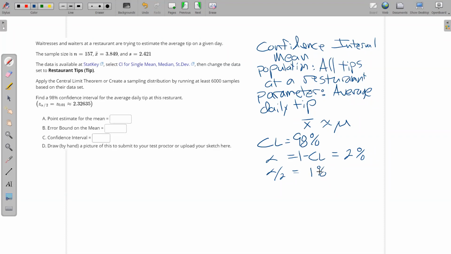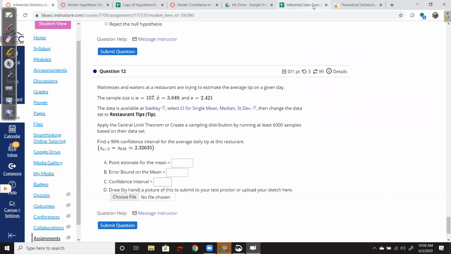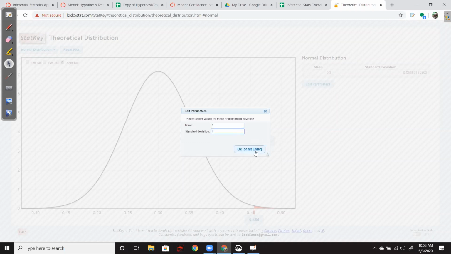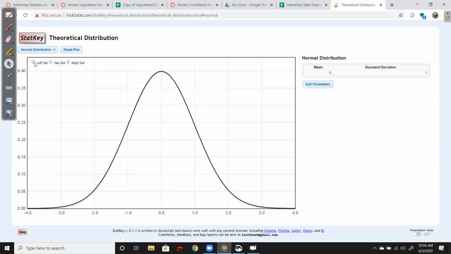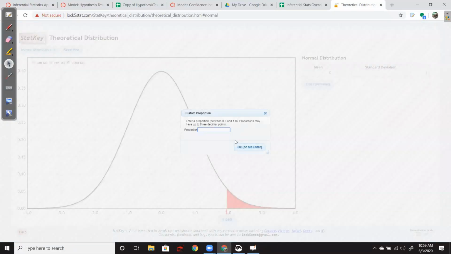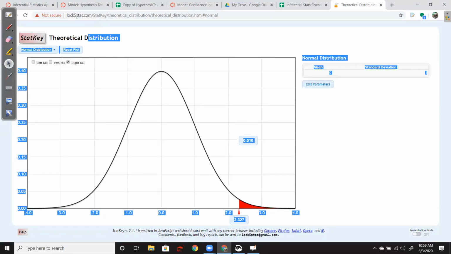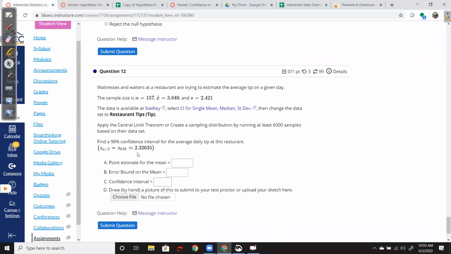So if we just double check that with StatKey, a z-score, by the way, always has a center of 0 and a standard deviation of 1. And so if I use the StatKey normal distribution, I would reset the mean to 0 and the standard deviation to 1. And I want to know, let's say, left tail or right tail, what's the z-score if we have 1% in the tail? And it says it's about 2.327. And if I look back at this problem, it says it's about 2.32635. So we have an interesting, slightly different rounding.